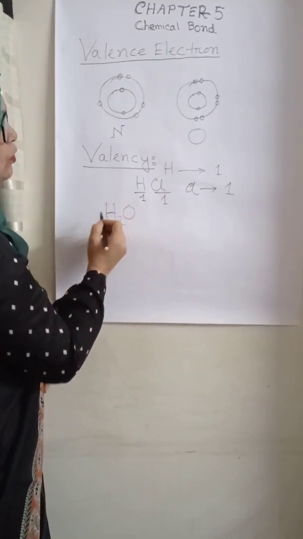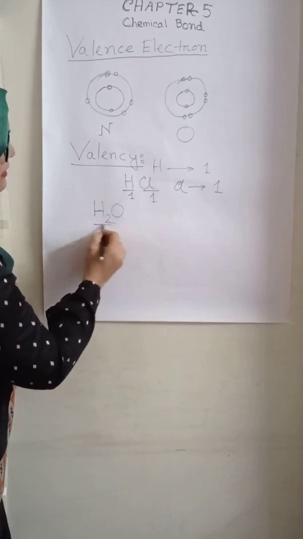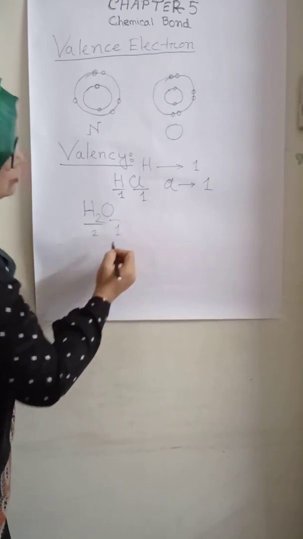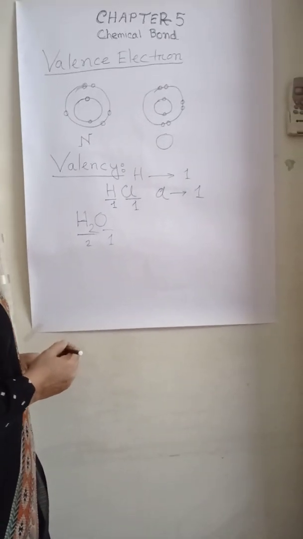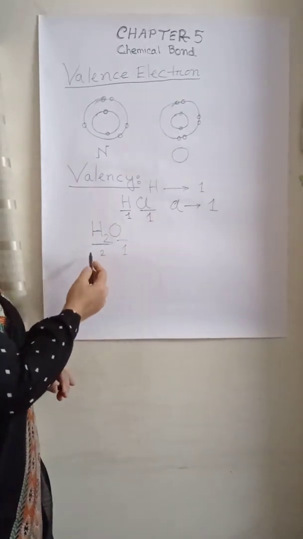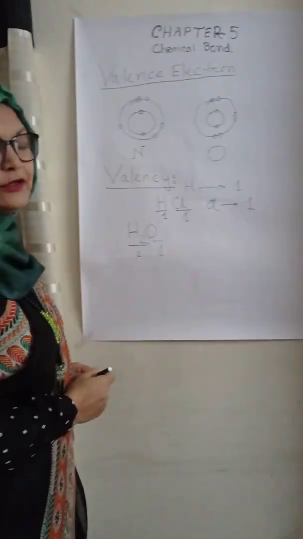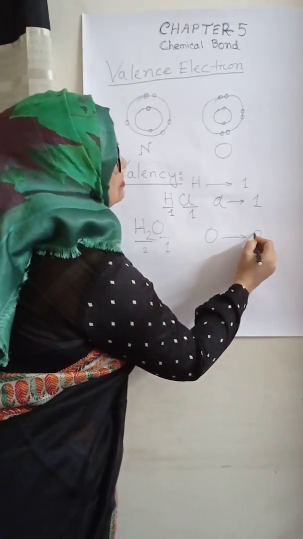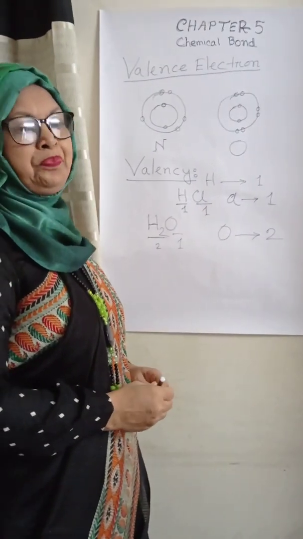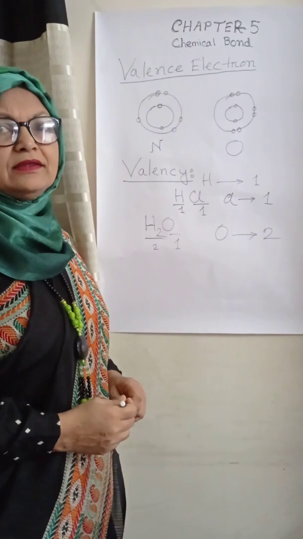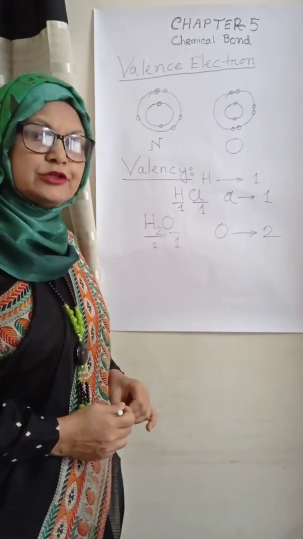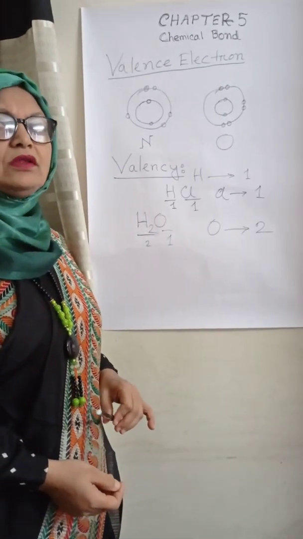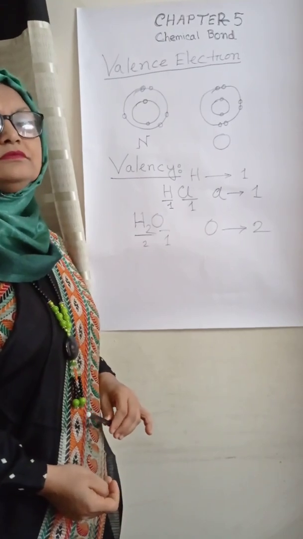Now another example, H2O. This is water. Look at here. Here 2 atoms of hydrogen combined with 1 atom of oxygen. Since 1 atom of oxygen combined with 2 atoms of hydrogen, so valency of oxygen is 2. That means how many hydrogen atoms combined with another atom is called valency of that atom.